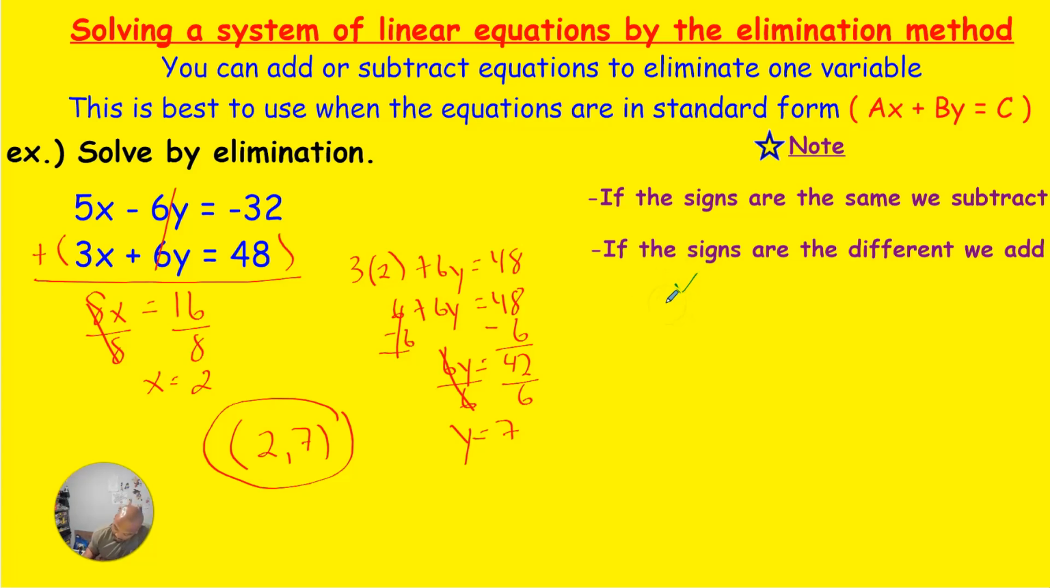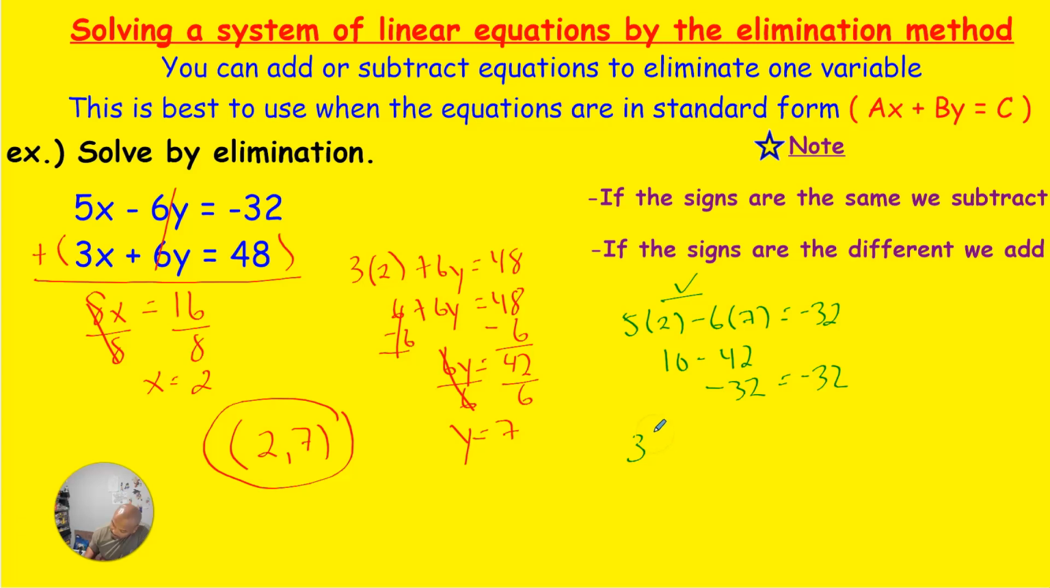So let's check. If we do 5 times 2, that's our x value, minus 6 times 7, that should equal negative 32. And when we go ahead, we wind up with 10 minus 42. And as you can see, negative 32 does equal negative 32. So it checks out for the first equation. It works for the first equation, so it should also work for the second equation. Let's go ahead and check the second equation.